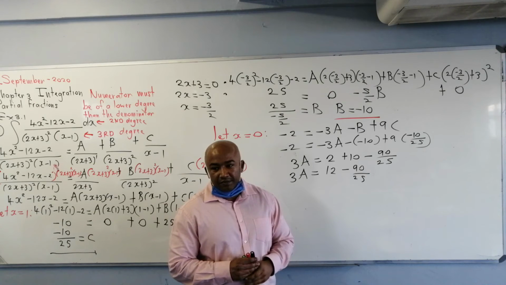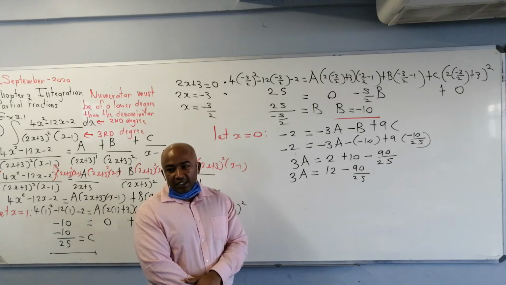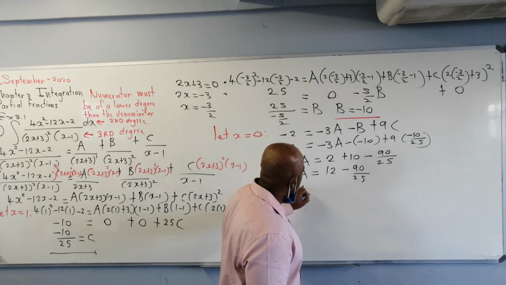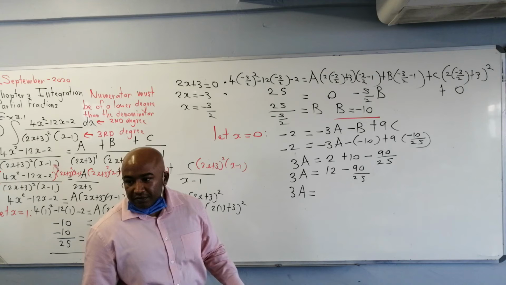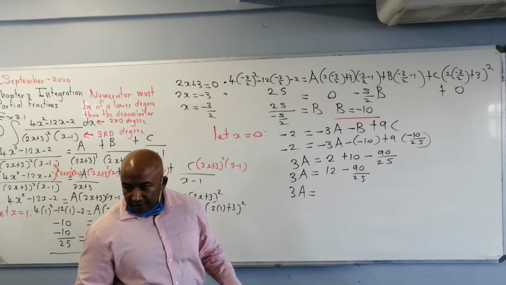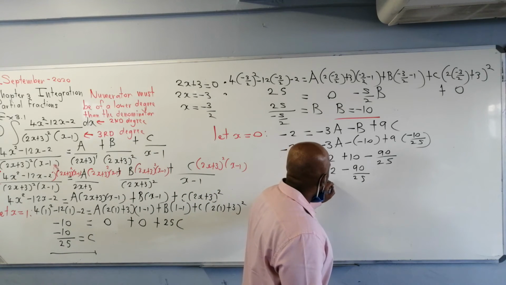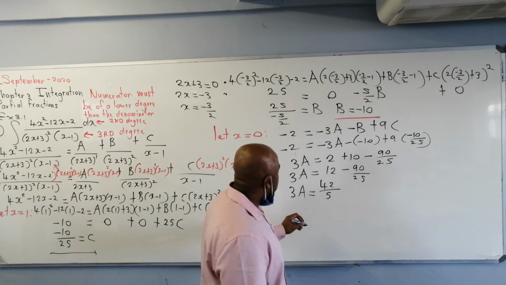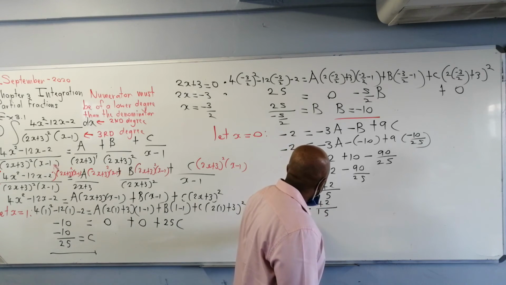Let's double check me on the right-hand side. We got 180 over 25. What is it? Positive. Okay, let's give me the right-hand side there quickly. 12 minus 90 over 25. Can't hear you. 42 over 5. So that's 42 over 5. Everyone gets the same thing there? So therefore, A is going to equal 42 over 15.